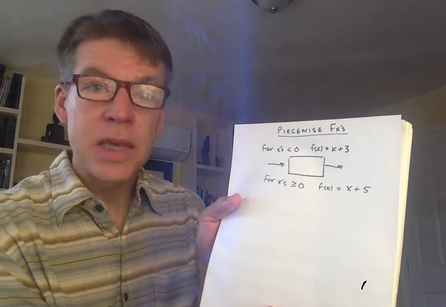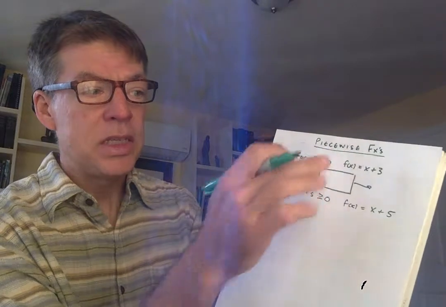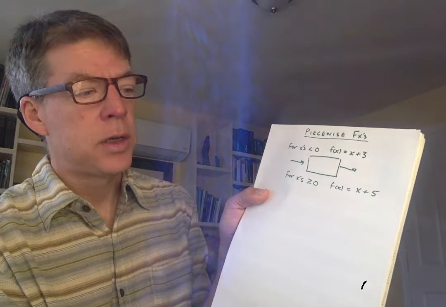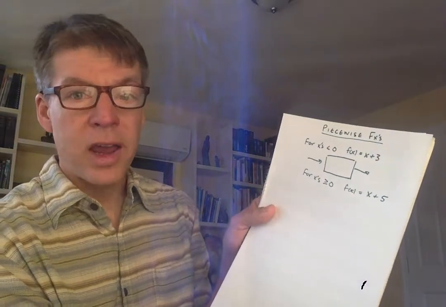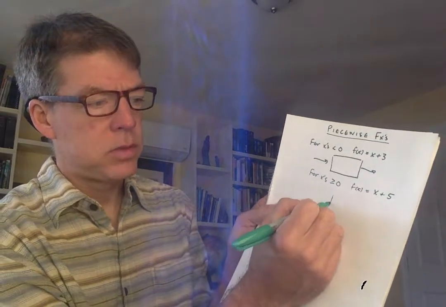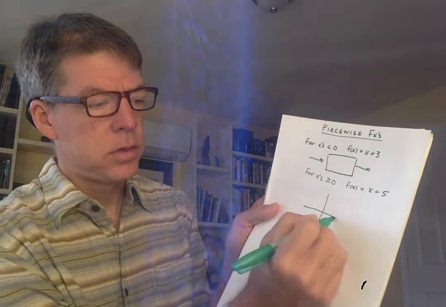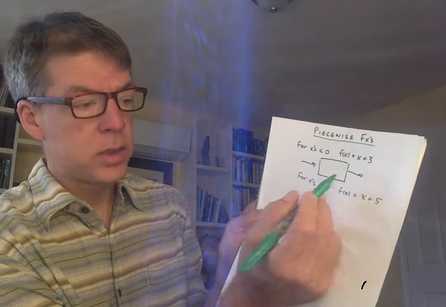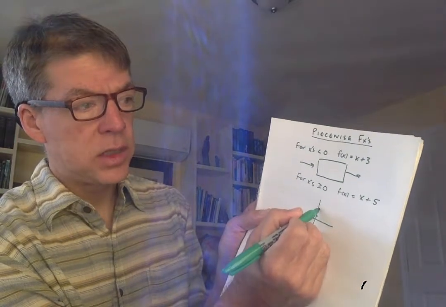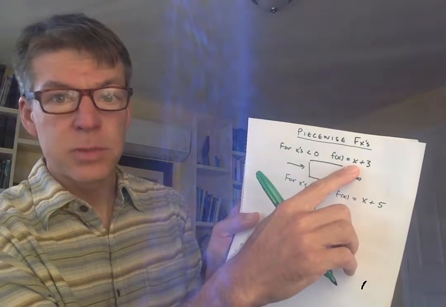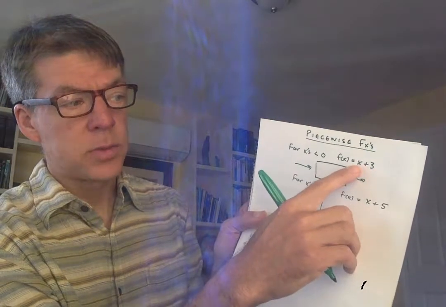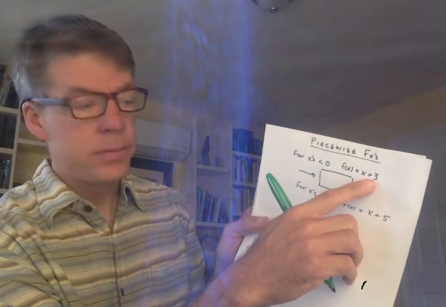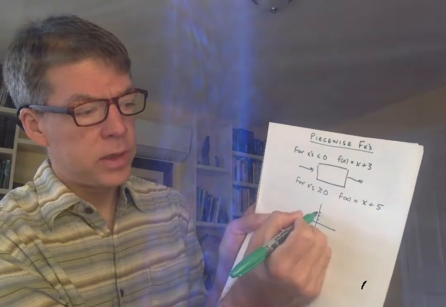Okay, so that's a piecewise function. It's in pieces. For x less than 0, it looks like this. For x greater than or equal to 0, it looks like this. When you graph that, well, it's a weird graph. For x less than 0, this is the rule. That's a line, right? It looks like mx plus b where my m is 1 and my b is 3. So I have a slope of 1 and a y-intercept of 3.